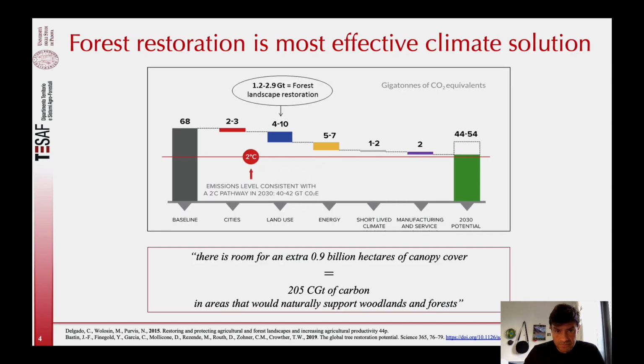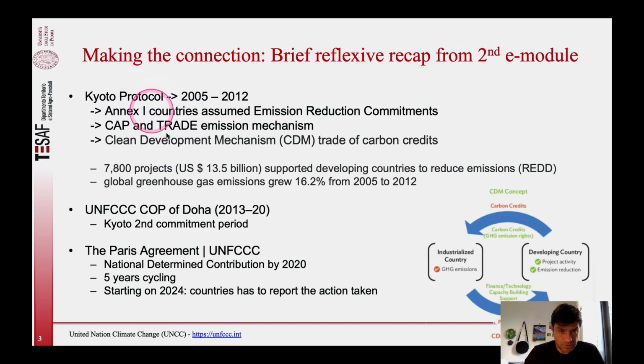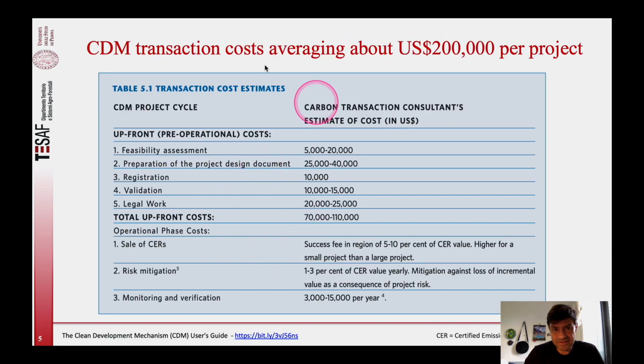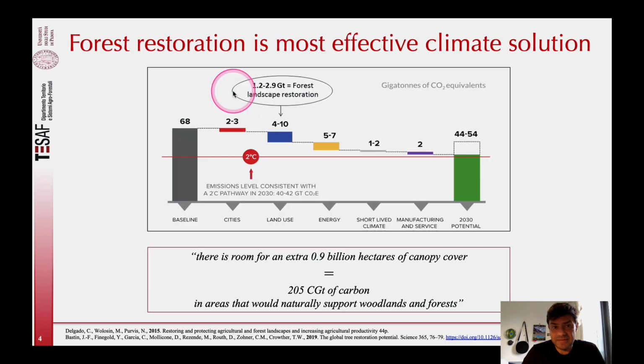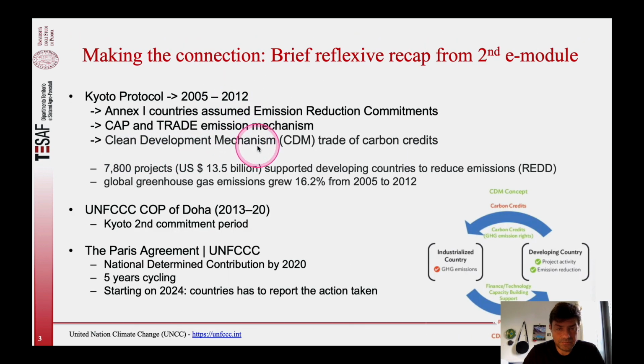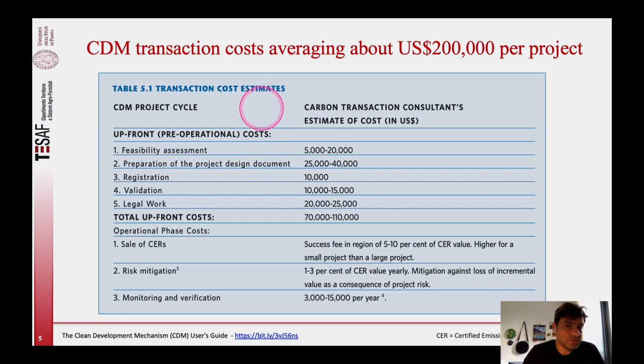But one problem that we face, mainly during the Kyoto Protocol, is the transaction cost. The CDM, the Clean Development Mechanism, is not that easy for projects to attend. The requirements are not easy to prepare, so they cost a lot, about $200,000 per project, because you have to go through many analyses to finally get the carbon credit, the certified emission reduction.